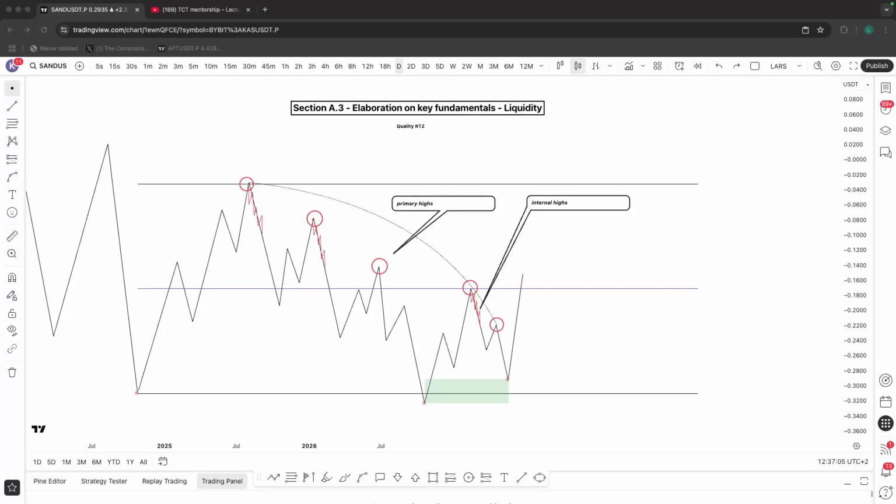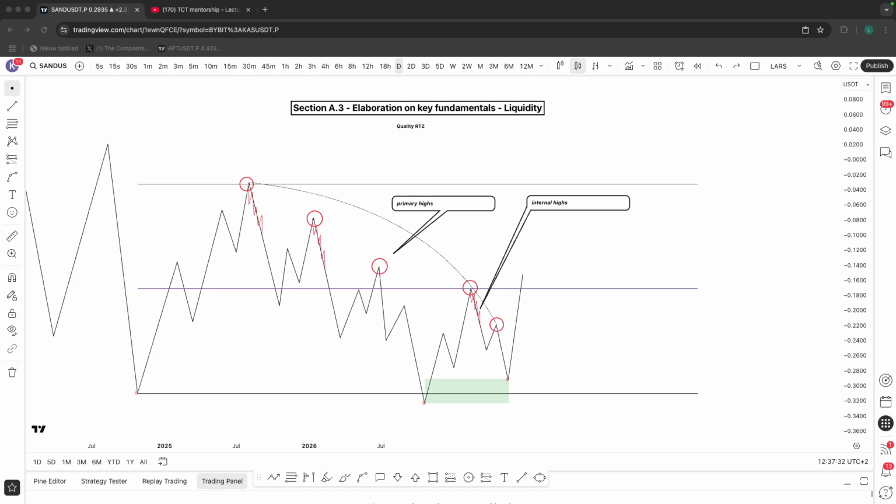Section 8.3, Elaboration on Key Fundamentals: Liquidity, starting off with a quality return to zone. It is very important that you are able to identify a quality return to zone because it lays the foundation of our high probability ranging environments and therefore also our high probability TCT models.